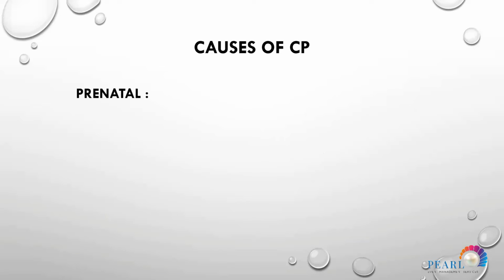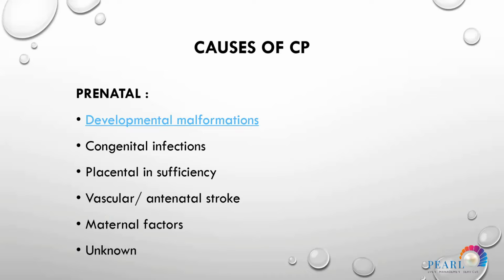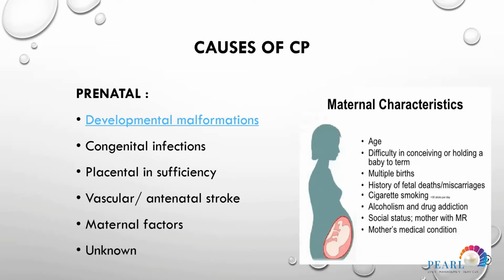To do that, we should be aware of the causes or etiology of cerebral palsy. Cerebral palsy causes can be divided into prenatal, perinatal, and postnatal. Prenatal causes include developmental malformations of the brain. And neuroradiological studies have shown that about 7 to 11% of cases of cerebral palsy have underlying congenital malformations. Other causes include congenital infections, placental insufficiency, vascular causes giving rise to antenatal stroke, and maternal factors.